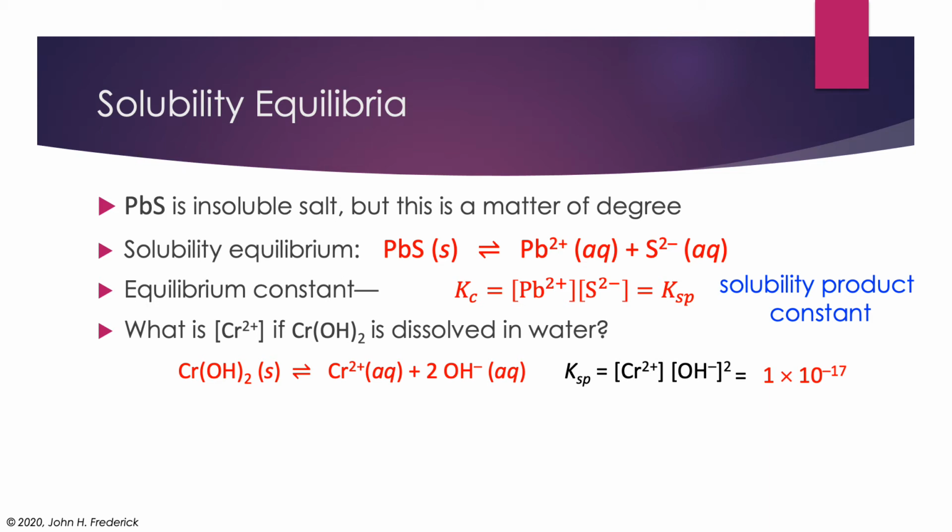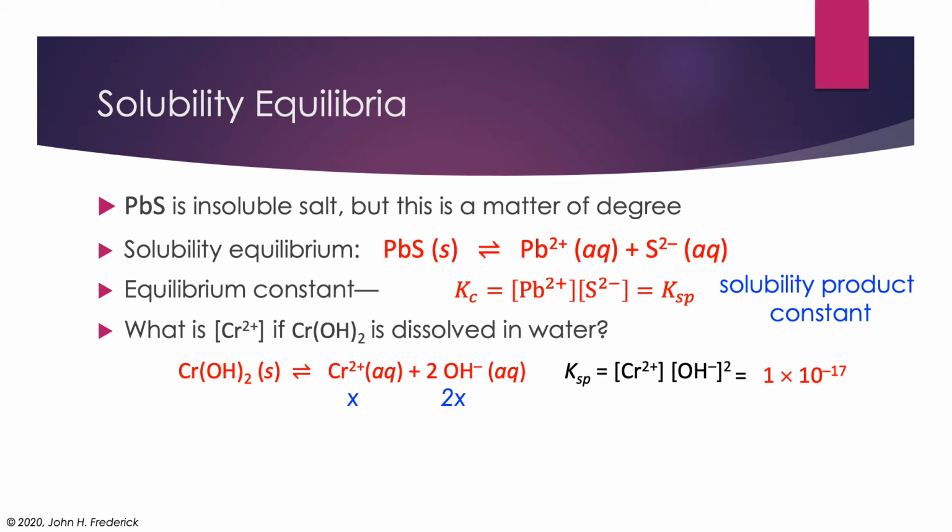Whenever you have a very small value there, it means that not very much of it could dissolve. But we're going to figure out exactly how much of it did. Now notice that whenever chromium hydroxide dissolves into water, it's going to form 1 chromium 2 plus ion and 2 hydroxide minus ions. So I know that whatever amount that is, I'm going to have twice as much hydroxide ion as I'm going to have chromium ion. What I want to do is solve for how much chromium ion is in the solution.